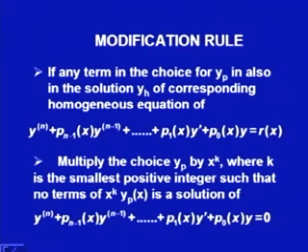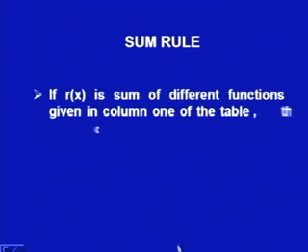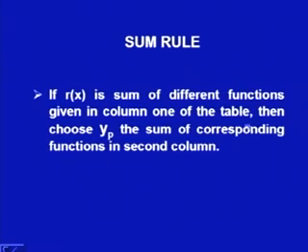Again, we may have a right hand side consisting of those special functions, but as a sum of those things. So, the third rule is the sum rule. Again, this is similar to what we have done in the second order. If R(x) is the sum of different functions given in column 1 of the table, then choose y_p as the sum of the corresponding functions in the second column. We have learned that the rules are similar to those in second order differential equations.